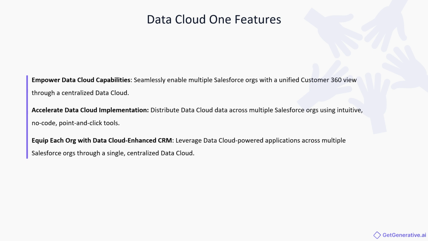Equip each org with Data Cloud Enhanced CRM. That's one of the terminologies: Enhanced CRM with Data Cloud. You can leverage Data Cloud powered applications across multiple Salesforce orgs, again through centralized data. Enhanced means you'll see options within your Salesforce flows about Data Cloud. You'll see multiple options within your contact object to configure Data Cloud. There are many things that get enabled when you have Data Cloud and Salesforce CRM in the same instance. That applies to the Data Cloud One feature as well.